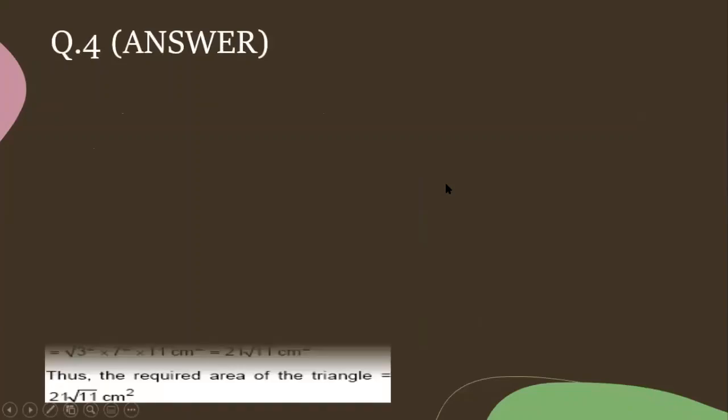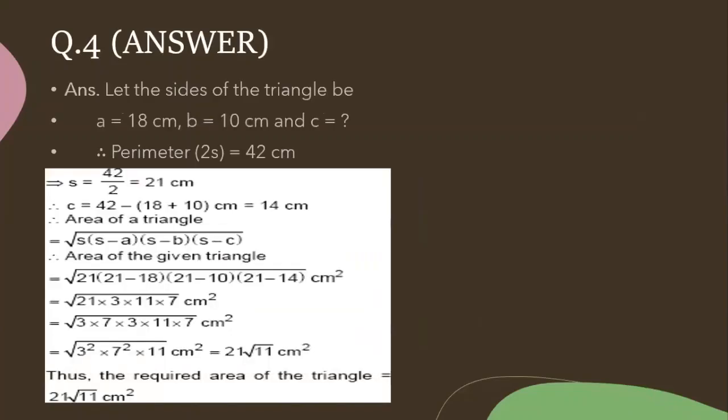Next, fourth question answer. Fourth question answer, I gave perimeter. If perimeter is 42, semi-perimeter is 21. So here, A value, B value they gave. A plus B plus C is 42. So C value is 42 minus sum of 18 and 10. That is 42 minus 28. That is 14 centimeter. Then S value is 21.